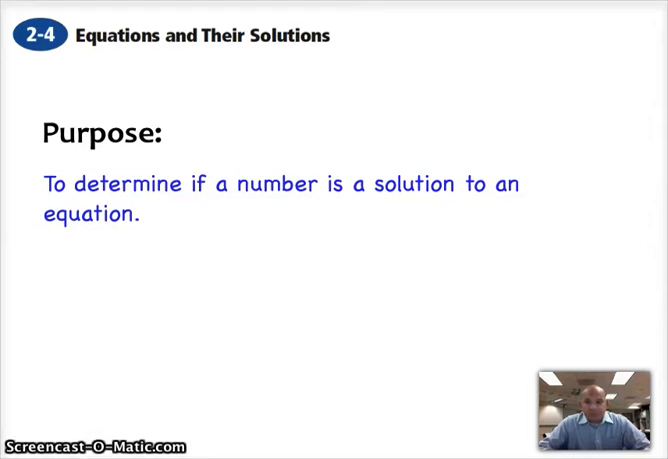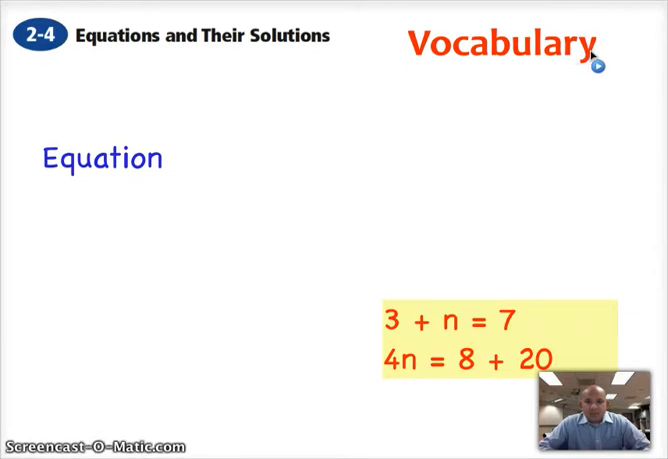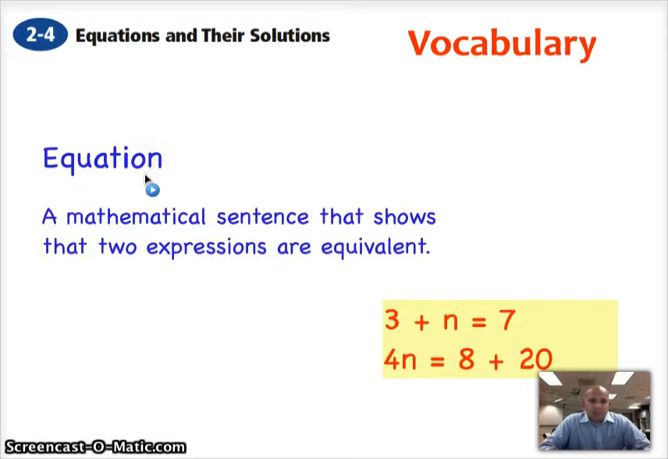So go ahead and turn to the back of your composition books as we write the two terms and their definitions. Equation. An equation is a mathematical sentence that shows that two expressions are equivalent. If you look at these examples, here we have 3 plus n equals 7.